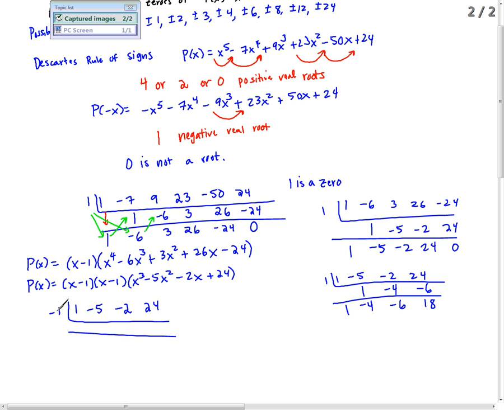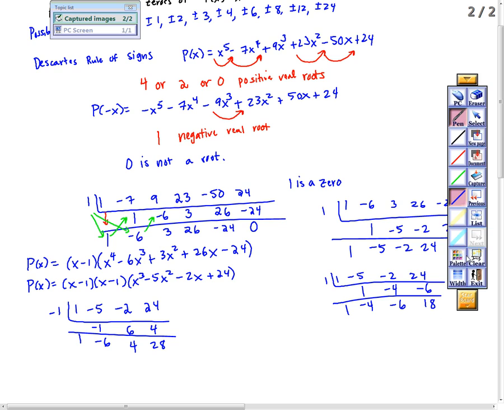I put in -1, bring this 1 down, so I get -1 times 1 is -1, this is -6. -1 times -6 is +6. -2 plus 6 is 4. -1 times 4 is -4. This is 28. That one does not work. Okay, I'm still trying to shoot for this one negative real root. So again, it doesn't have to be an integer, but I'm going to try another negative integer just to make sure. I'm going to go ahead and try -2.